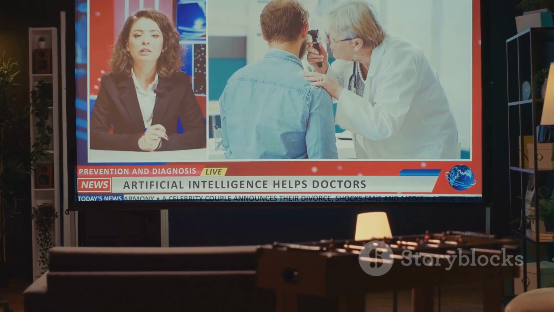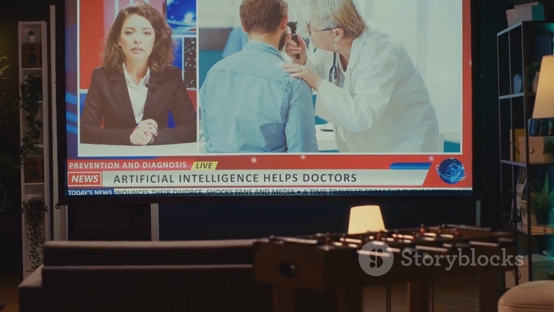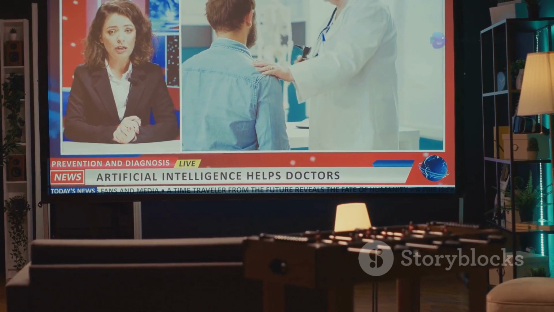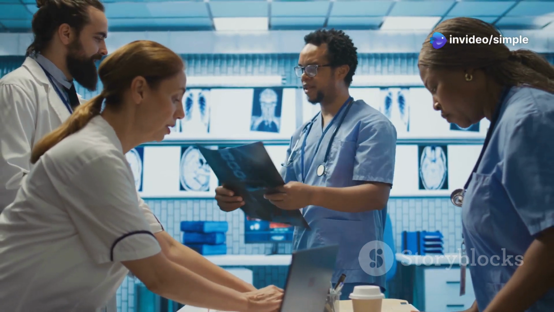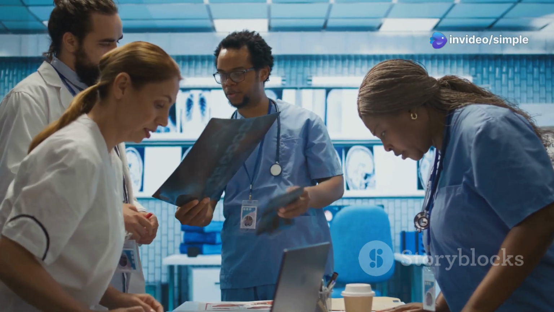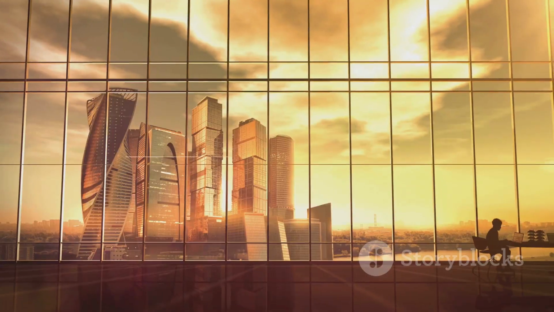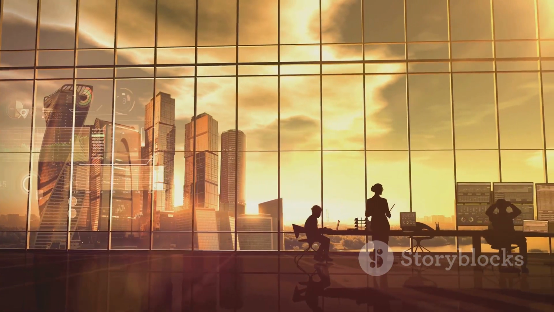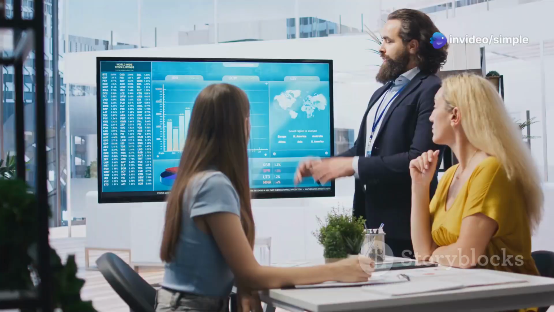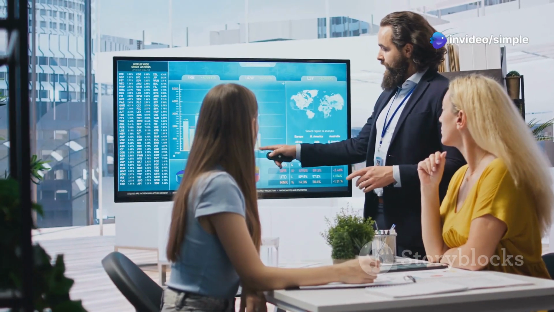Healthcare. Imagine a world where diseases are diagnosed earlier and treatments are more personalized. ML is making this a reality. From analyzing medical images to predicting patient outcomes, ML is revolutionizing healthcare. Finance. Banks and financial institutions are using ML to detect fraudulent transactions, assess credit risks, and provide personalized financial advice.